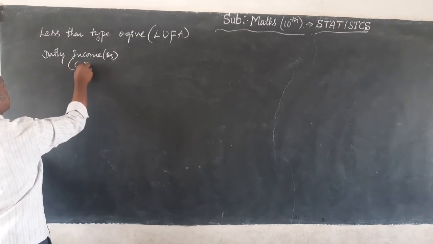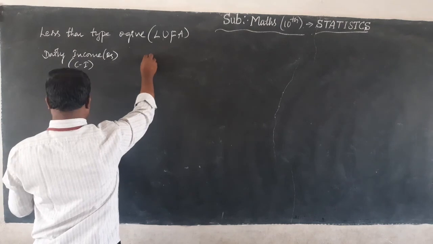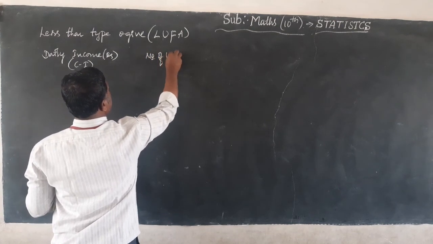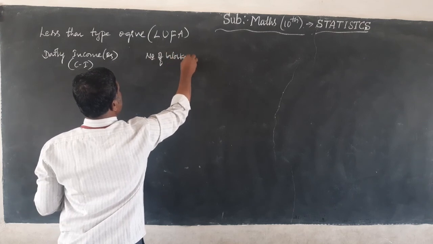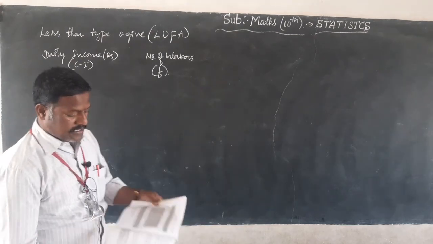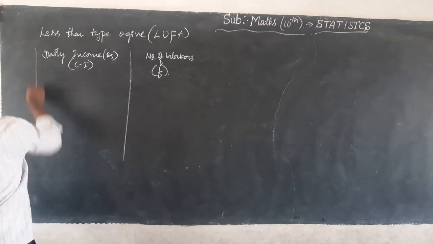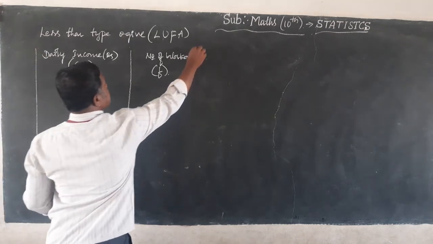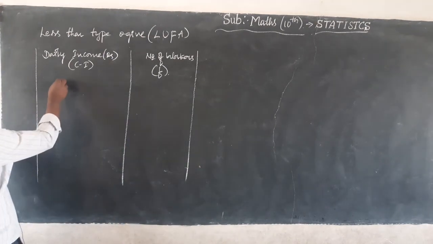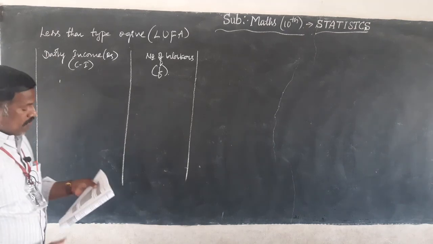And here you have to write frequency, or number of workers. Number of workers, in bracket you can write down frequency. Children, this is what we call the question. Understand, children? Now let me complete the question: daily income, number of workers.